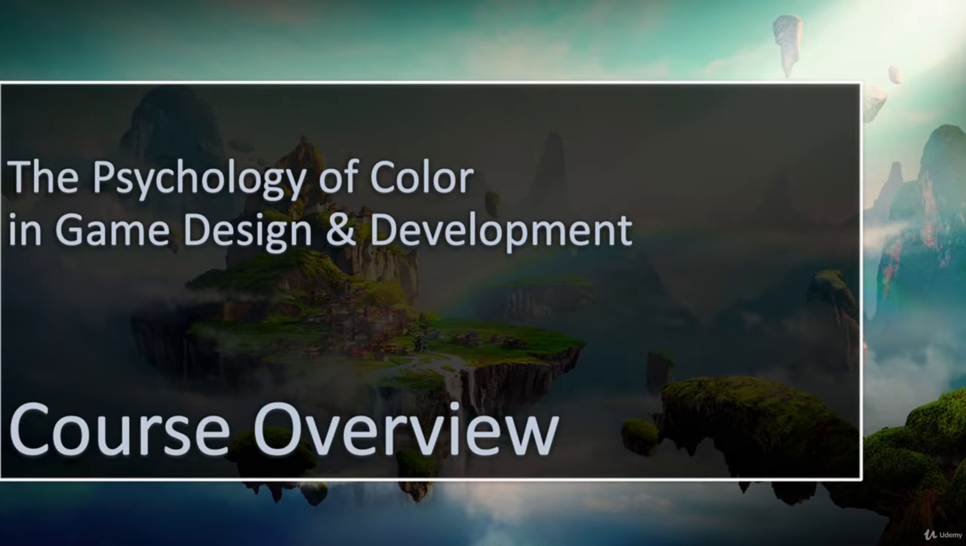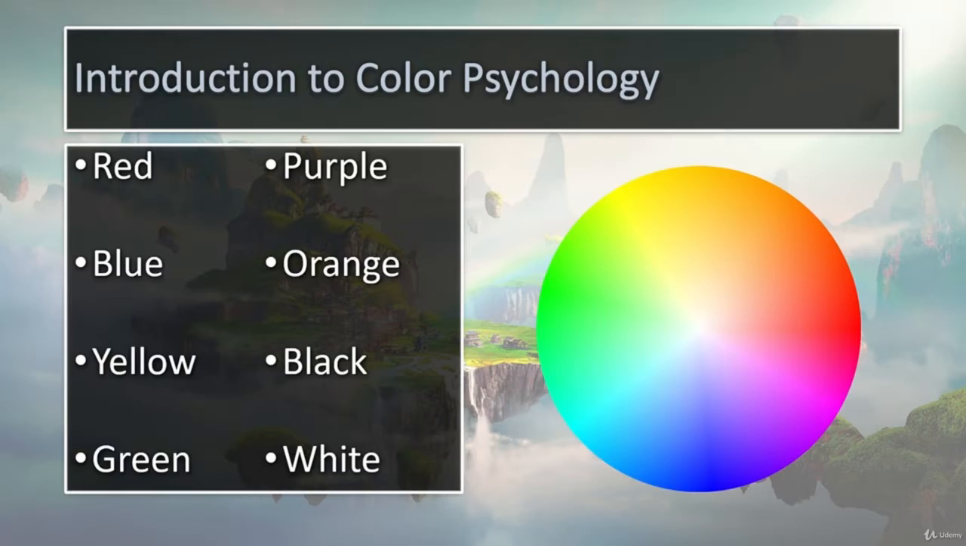In this little lecture, I'm going to be just going over the different types of sections and lectures that are present in them. So in the first section, Introduction to Color Psychology, I'm going to be looking at all these different types of colors: red, blue, yellow, green, purple, orange, black, and white. I'm going to be looking at what they are, what they represent, how they affect us, and the variations of colors that are present in them.